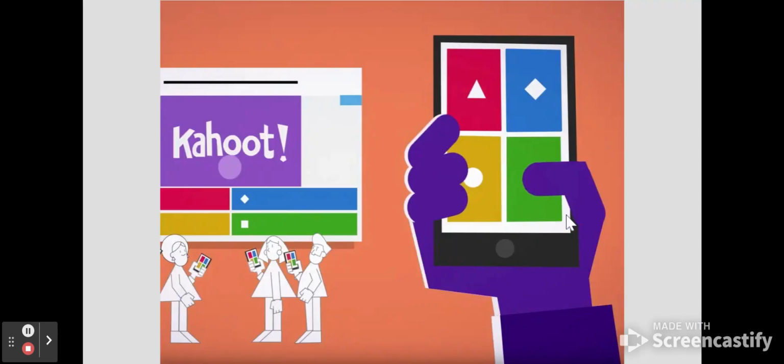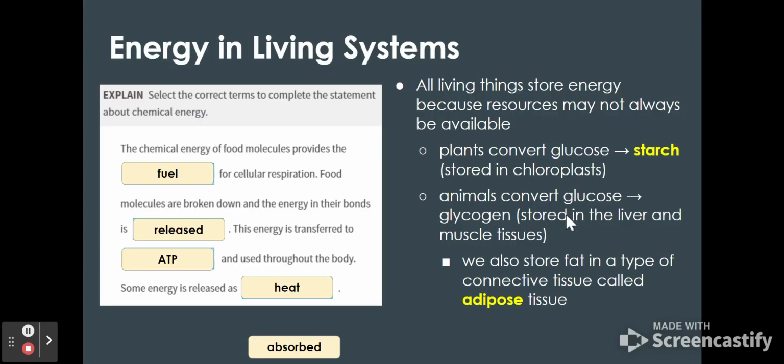So, all living things use the chemical energy of food as fuel for cellular respiration. Food molecules are broken down and the energy in their bonds is released, and the energy is transferred to ATP, and then some of the energy is released as heat.